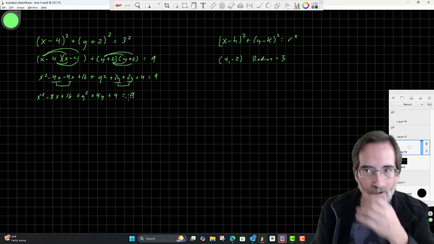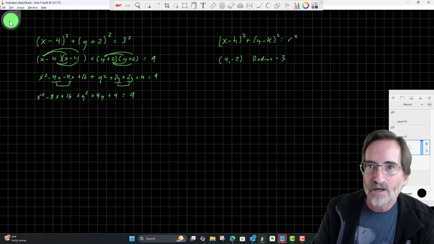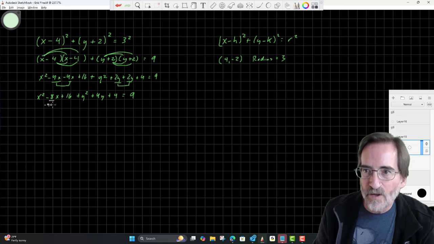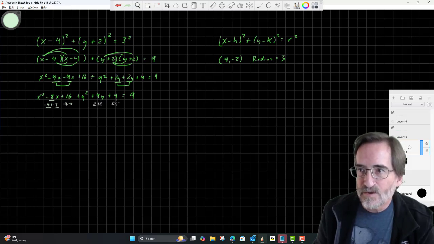Now I want to draw your attention to something here, because this is a pattern we're going to use to our benefit. The -8 came from -4 plus -4, right? And 16 came from -4 times -4. So the same number that adds to make the x term multiplies by itself to make the constant term. Same here. 4 is 2 plus 2, but 4 is also 2 times 2. The same number that adds to make the y coefficient multiplies to make the constant. We're going to use that here.